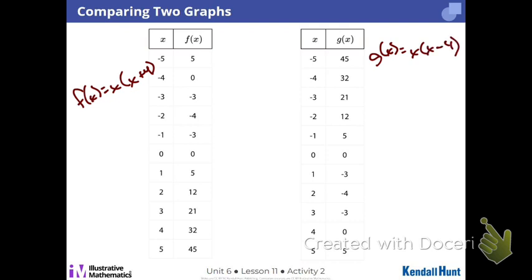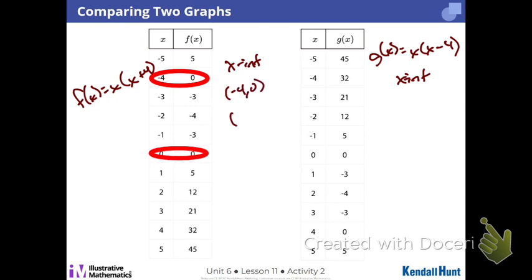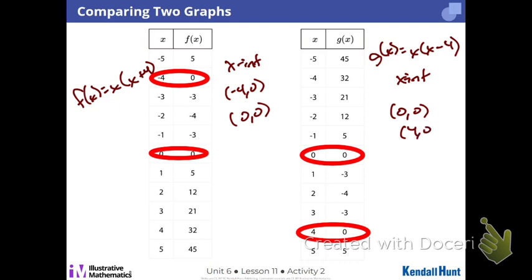So the next thing it asks you to do, which I like getting from the graph actually a little more, but let's find our x-intercepts first. And our x-intercepts happen when? When y is 0. So I'm looking right here, here. So my x-intercepts are negative 4, 0, and 0, 0. And I'm looking here and here, which are 0, 0, and 4, 0.